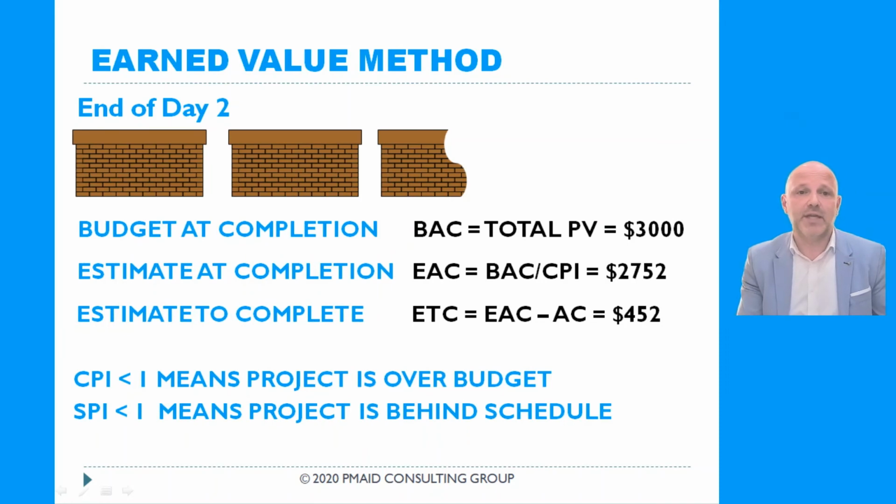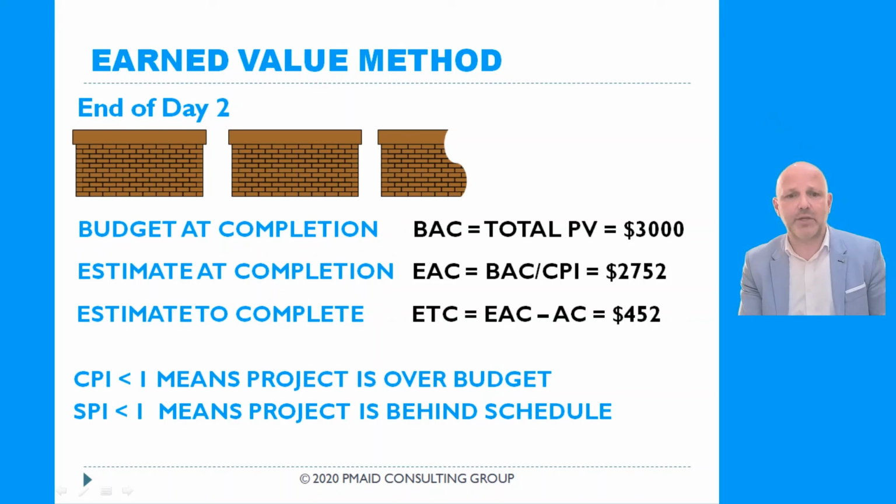By the end of day two, we can also calculate our budget at completion. What we know our budget at completion was. We know it was $3,000 because we were planning to finish 3 sections. Each of them is $1,000.